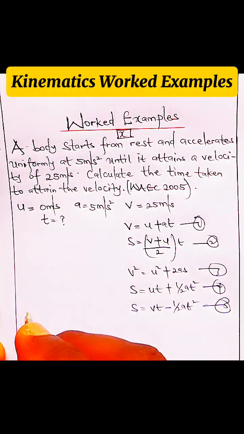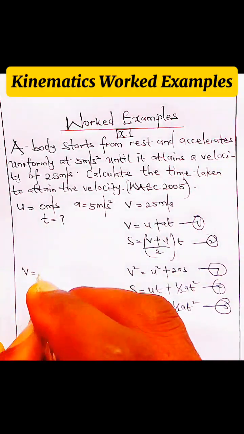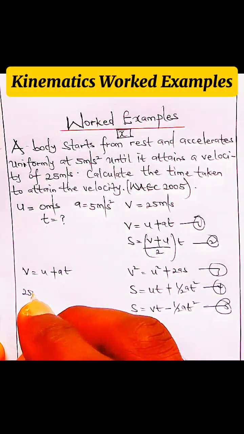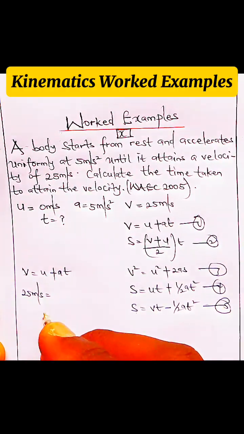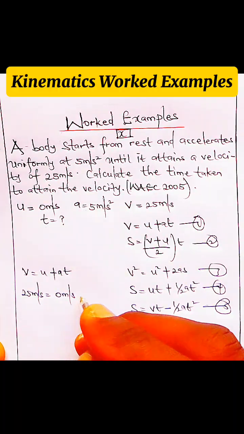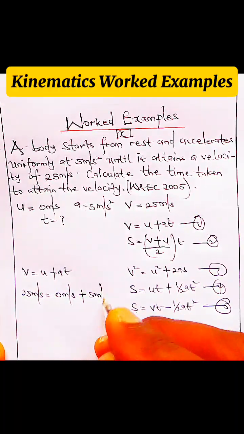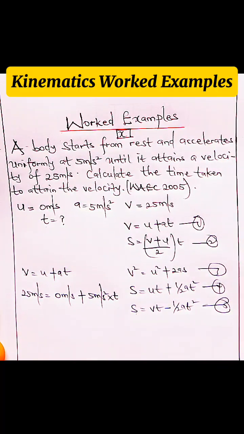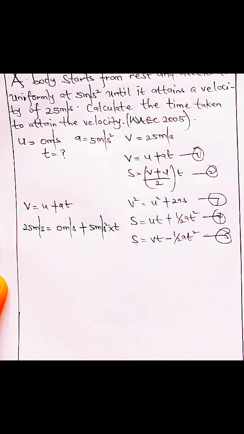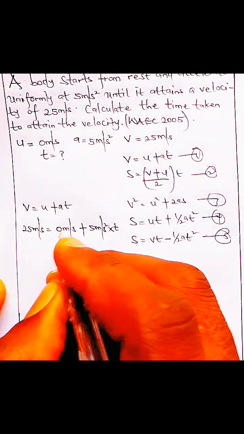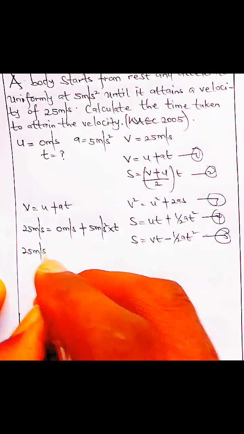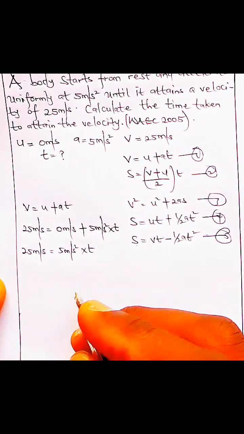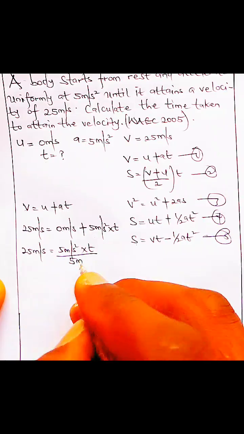So let's use equation 1, v equals u plus at. Final velocity is 25 meters per second, equals initial velocity 0 meters per second plus acceleration 5 meters per second squared times the time we are looking for. So what do we do next? The next thing we do is collect our like terms. 25 minus 0 is 25 meters per second, equals acceleration 5 meters per second squared times time. Since we are looking for time, we divide both sides by 5 meters per second squared.